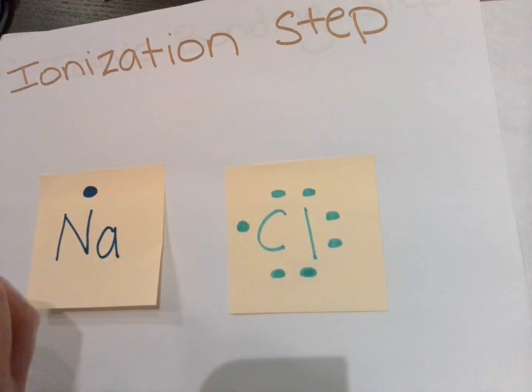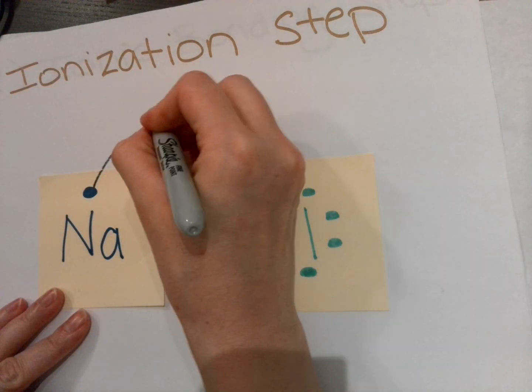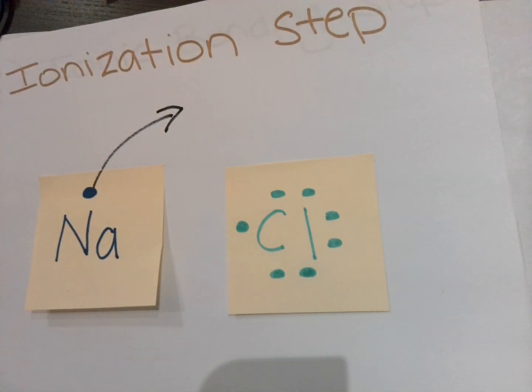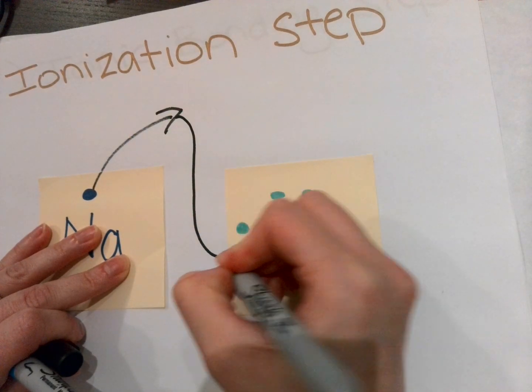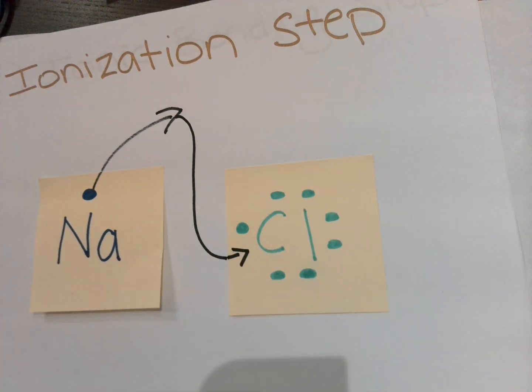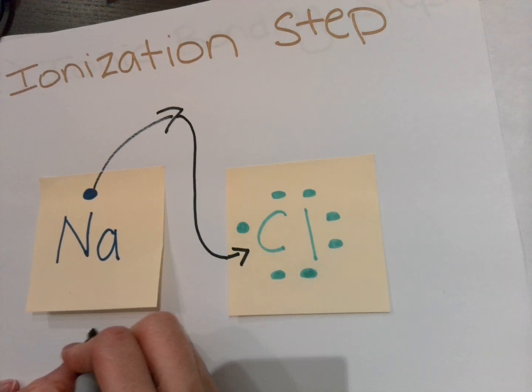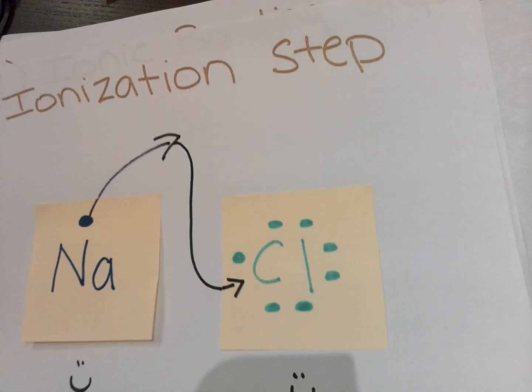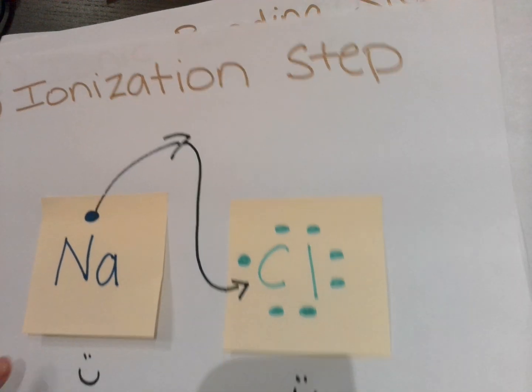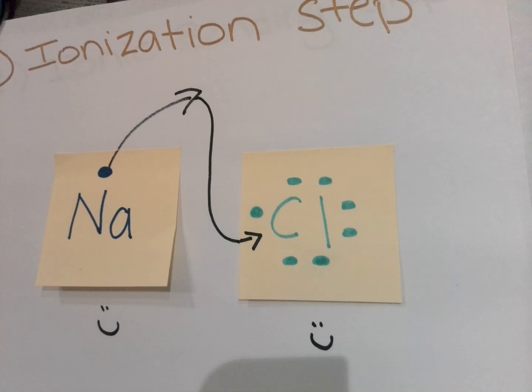So like I said, this is our sodium, this is our chlorine, and sodium really wants to lose this electron, and chlorine wants to gain 1 electron. So we're actually going to have it transfer over here, and then both of them are going to be happy. However, if electrons are gained or lost, that will result in a charge.